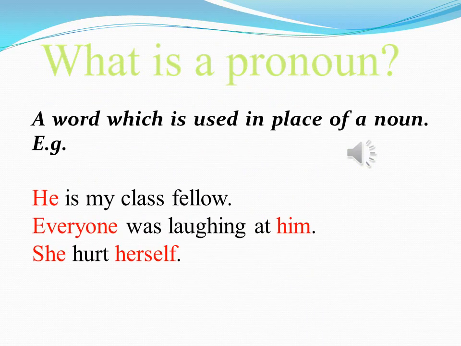The word pronoun is made up of two words, that is pro and noun. Pro means in place of or instead of or for, whereas noun is a naming word. Hence, pronoun is a word which is used in place of a noun. You use pronouns all the time. In fact, the word you is a pronoun.